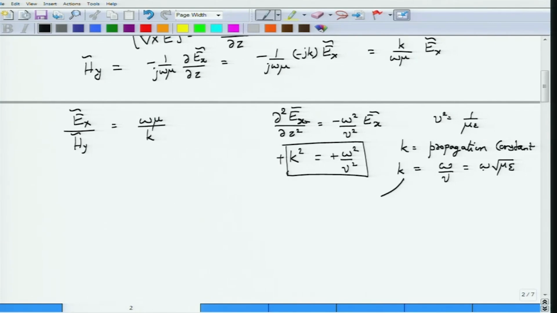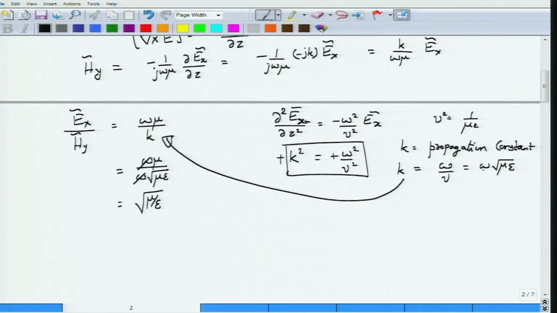Now coming back, why did we go to this? Because we wanted to use this expression for k, omega and mu, and see what happens to the expression omega mu by k, which gives you the ratio of the amplitude of the x component of the electric field to the y component of the magnetic field. So substitute for k as omega square root mu epsilon. You have omega mu in the numerator and omega square root mu epsilon in the denominator. Omega cancels out, this being for the same frequency wave which we are considering, and there is a mu on top and a mu here. So this can be written as square root of mu by epsilon, okay.